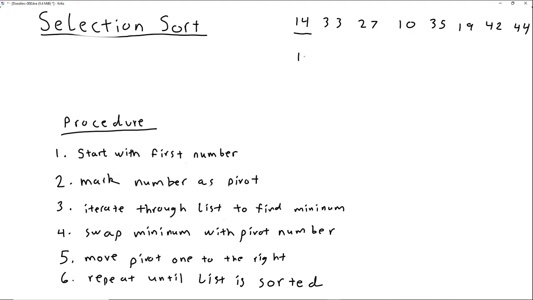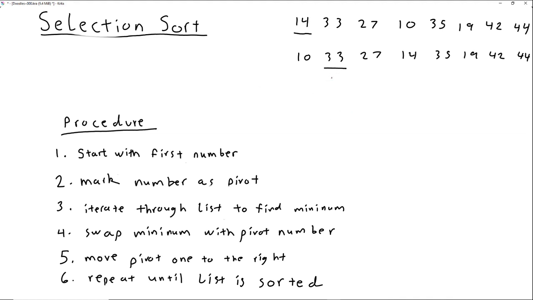So that gives us 10, 33, 27, 14, 35, 19, 42, and 44. Once swapped, we then move the pivot one to the right. So the pivot is now under the 33. Then we repeat, and we keep repeating these steps until we have sorted the entire list. So let's do that now.